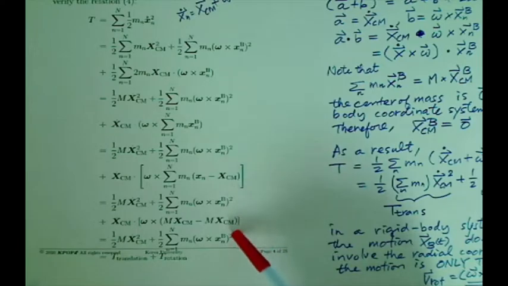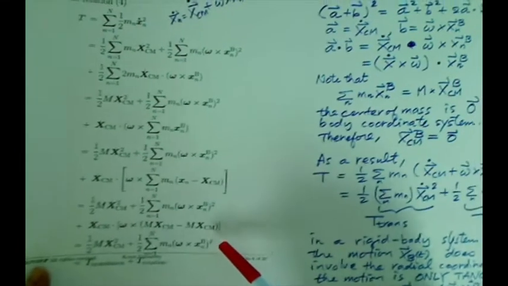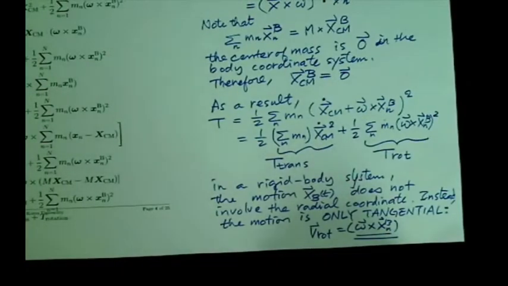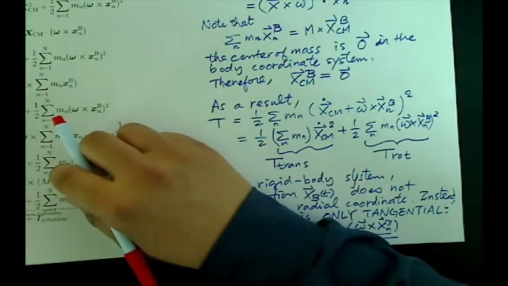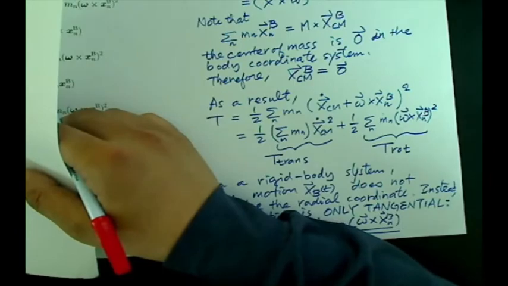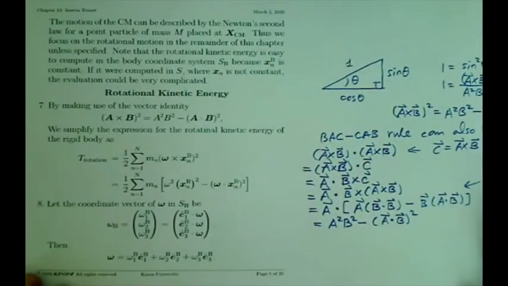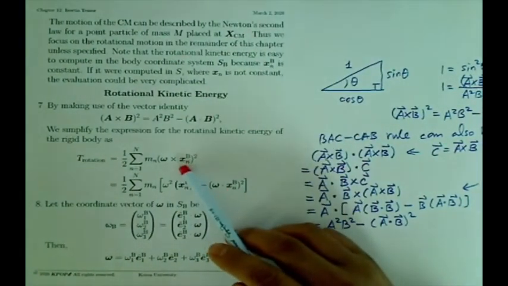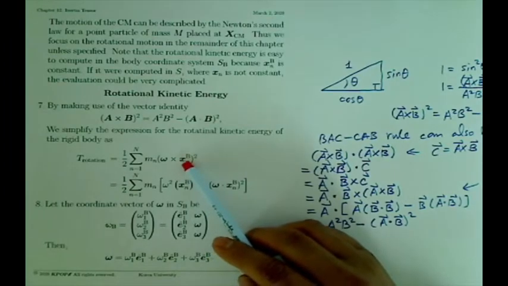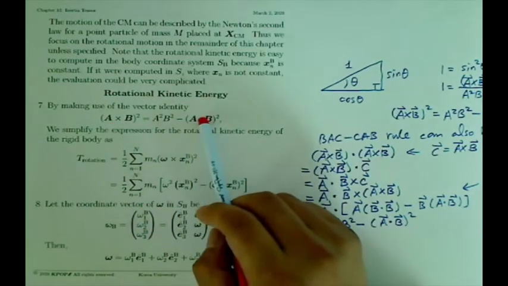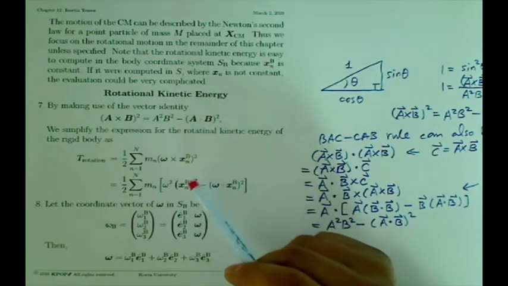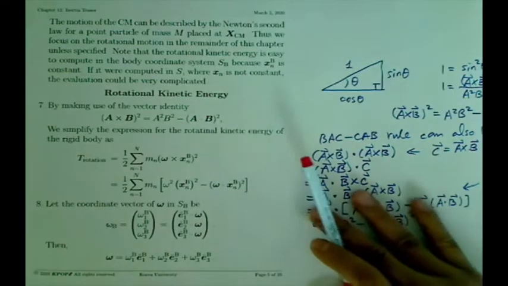This rotational kinetic energy can be written in a simple form in terms of the inertia tensor. Moment of inertia is a single value, and the inertia tensor is a rank-2 Cartesian tensor. The computation of the rotational kinetic energy involves this calculation, and if we apply this identity, we can express it in terms of this.